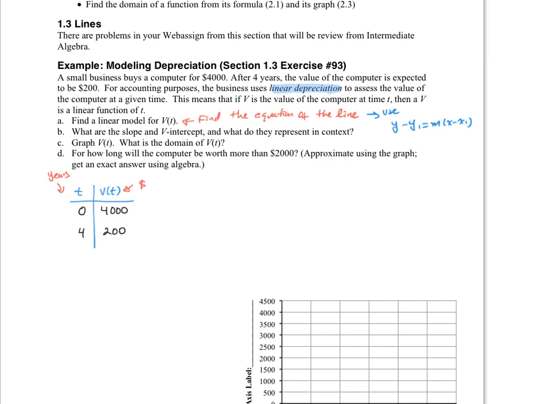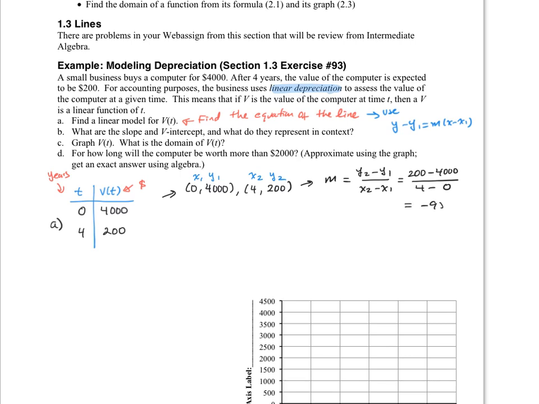So therefore, for part A, you have the following ordered pairs: (0, 4,000), and the second one is (4, 200). This one is x1, y1, and this is x2, y2. So the first thing we need to figure out is the slope. Remember, the formula for the slope is y2 minus y1 over x2 minus x1, which in our case will be 200 minus 4,000 divided by 4 minus 0, which is minus 950.